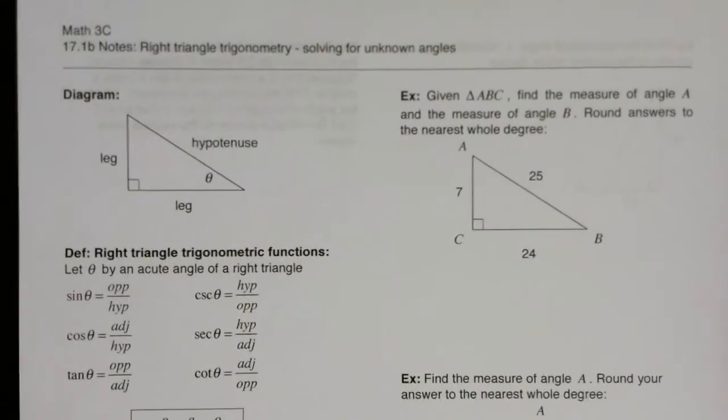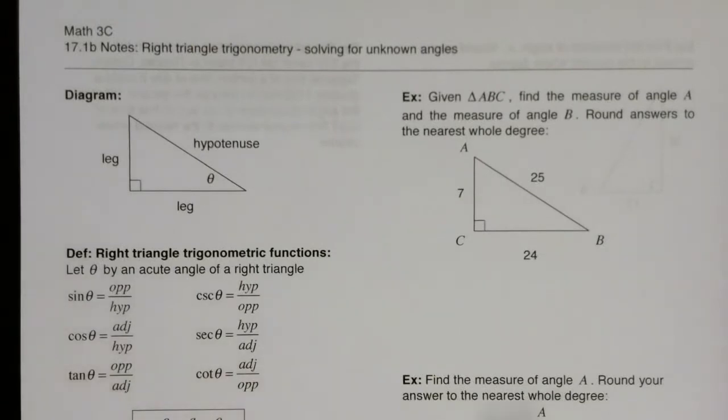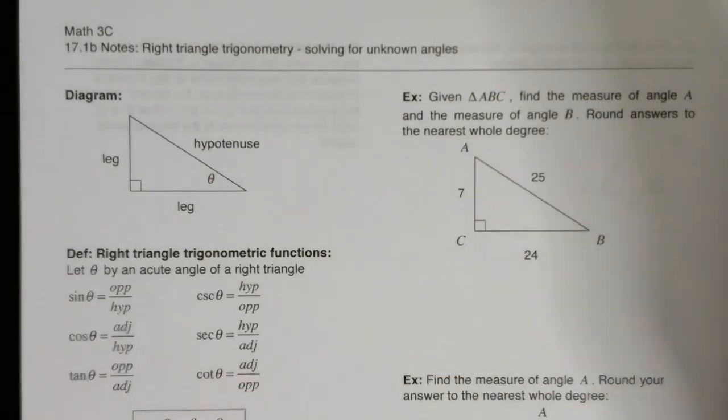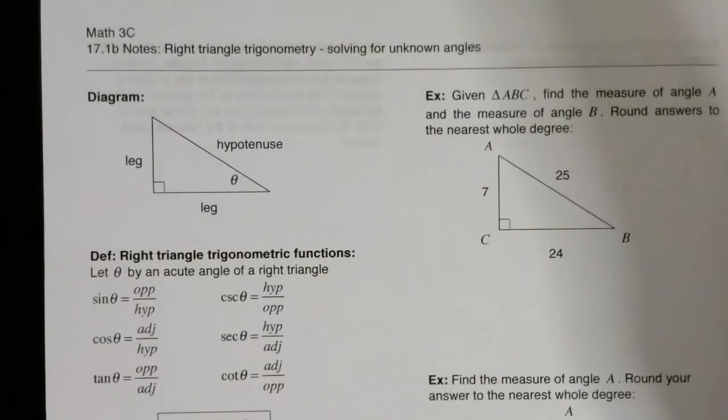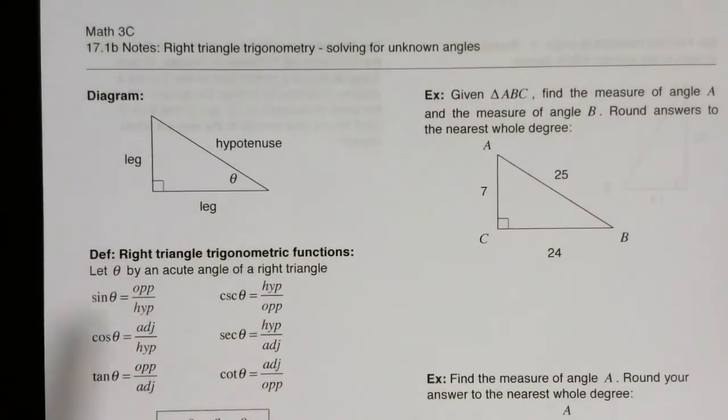Okay, so we are doing 17.1b, so still in 17.1, and now we're going to be solving for unknown angles. Great. So, in the world of math, there's tons of inverses.